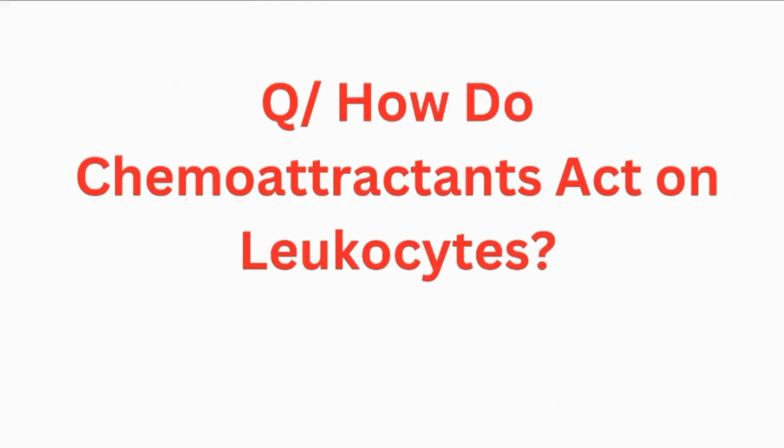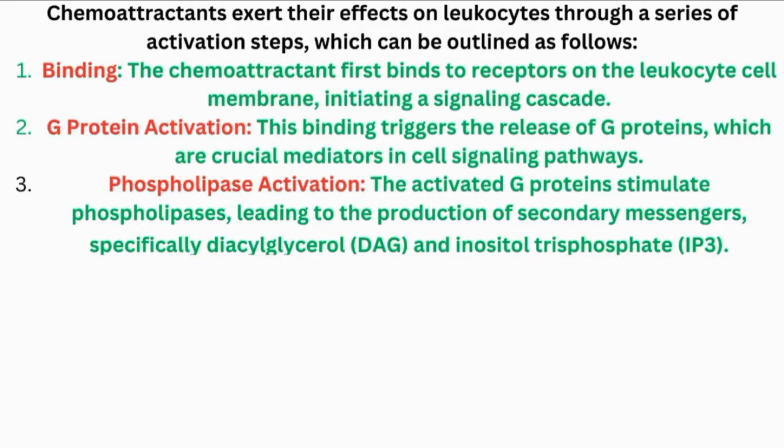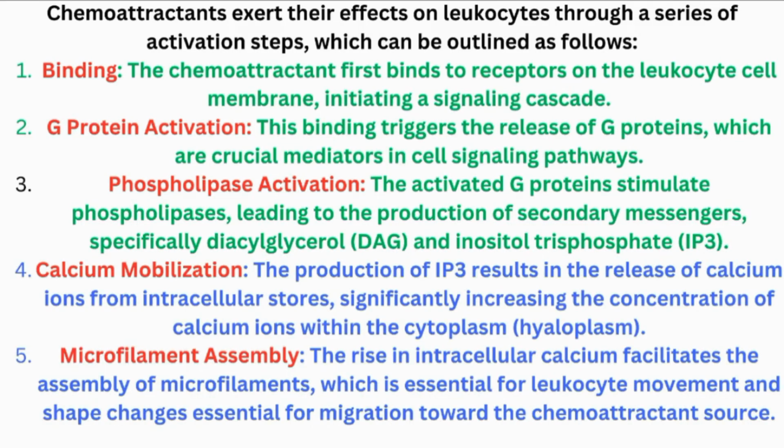How do chemoattractants act on leukocytes? Well, chemoattractants exert their effect on leukocytes through a series of activation steps, which include binding, G protein activation, phospholipase activation, calcium mobilization, and microfilament assembly.